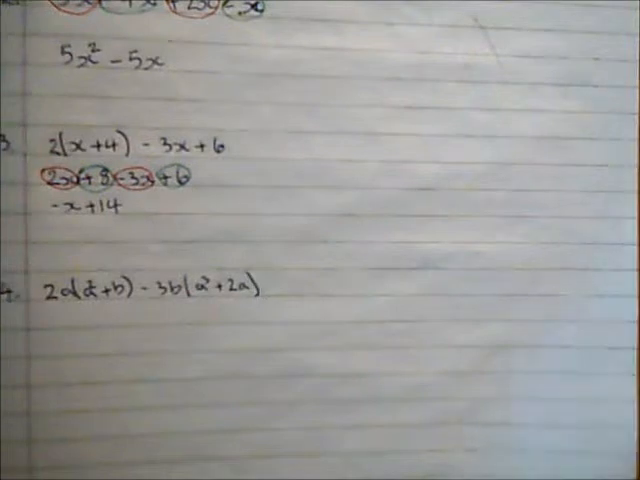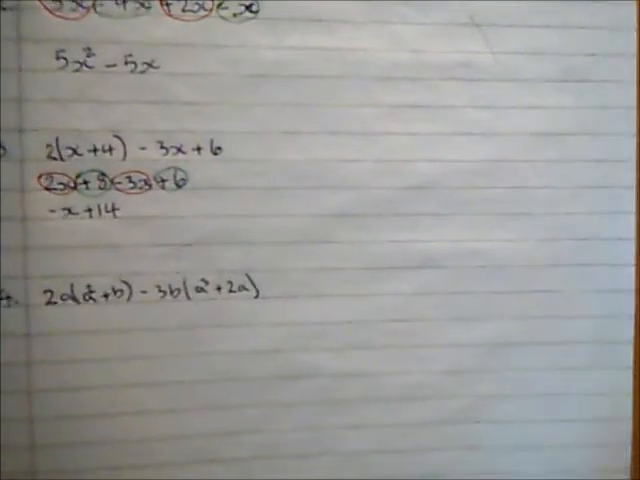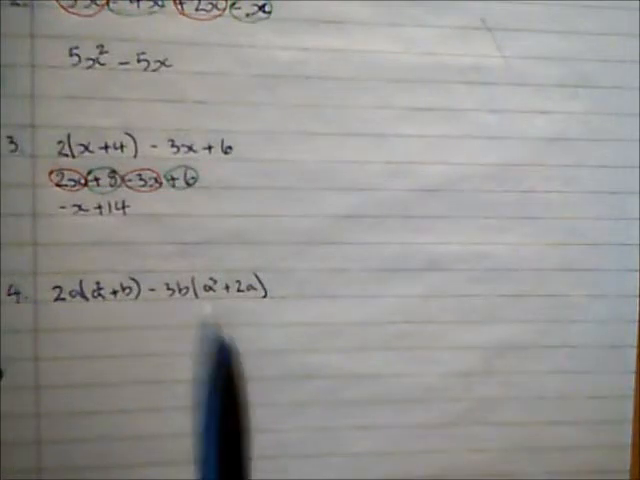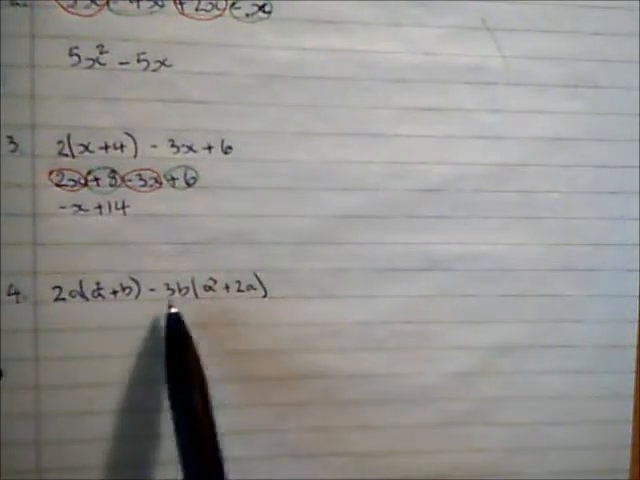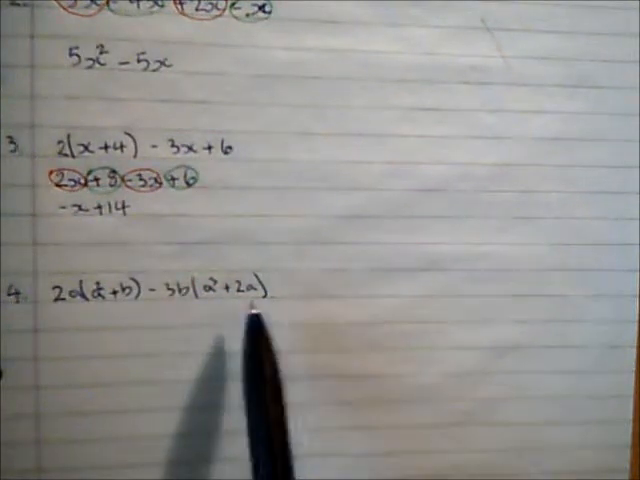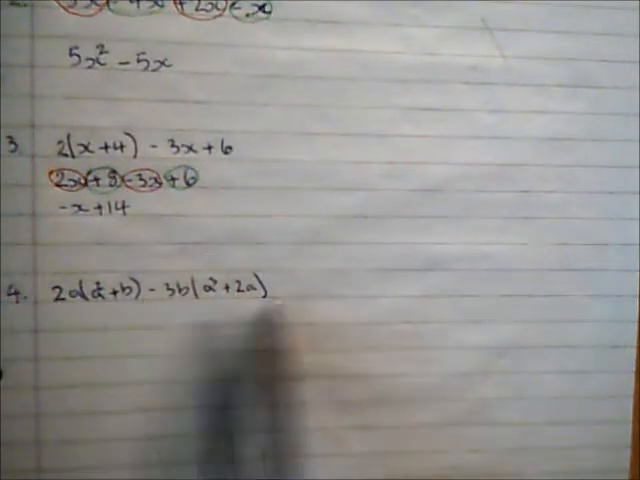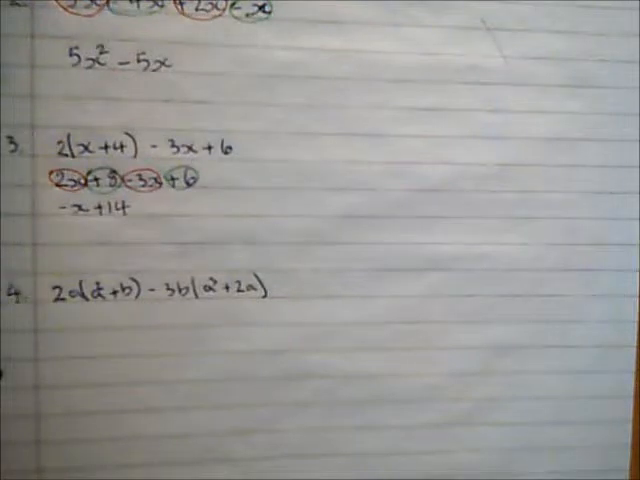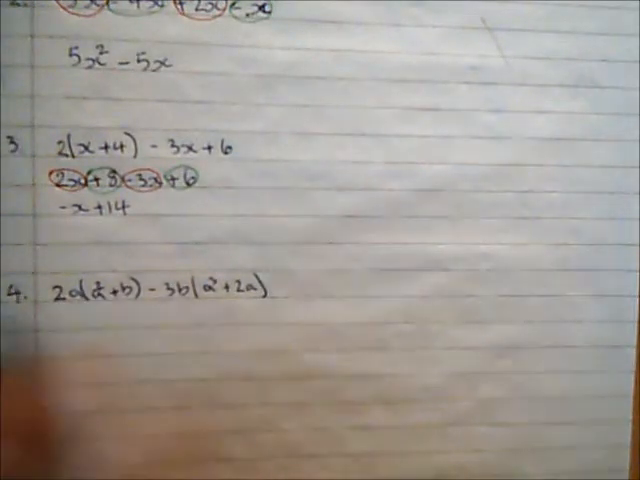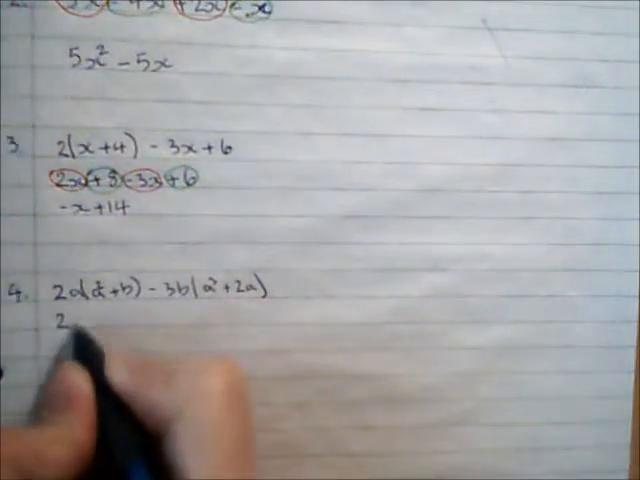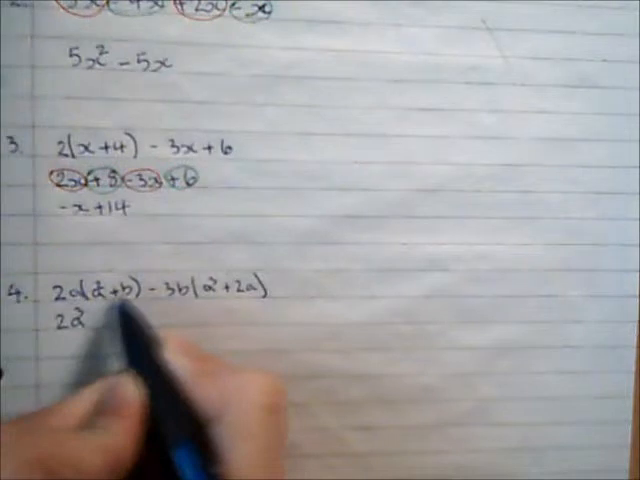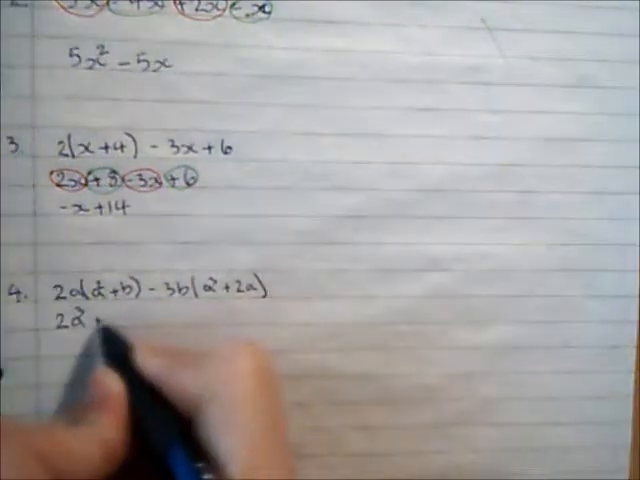Now this last example, I need to expand both sets of brackets, and I must be particularly careful because I am subtracting the whole of this term here. So when I expand the bracket, I have to remember I am subtracting all of those terms. So let's expand the bracket first. So 2a multiplied by a squared will give me 2a cubed, and 2a multiplied by b will give me 2ab.